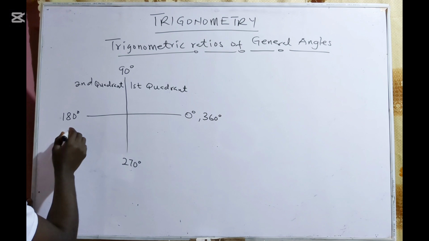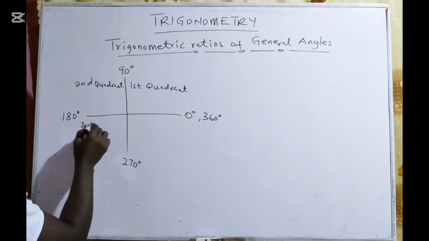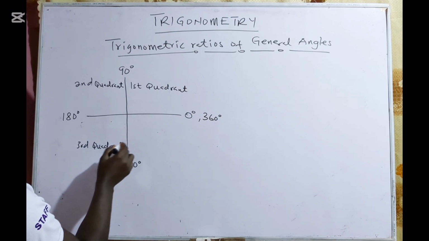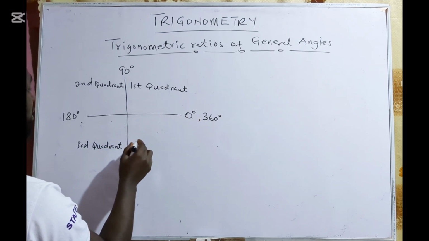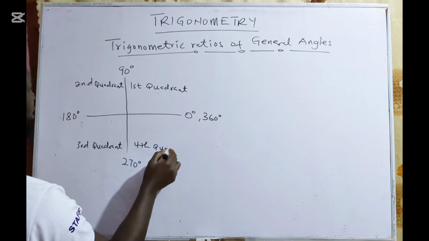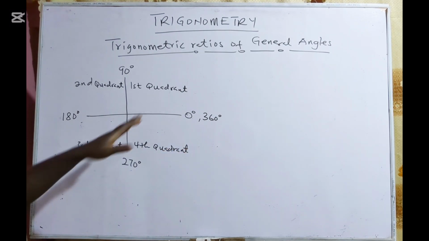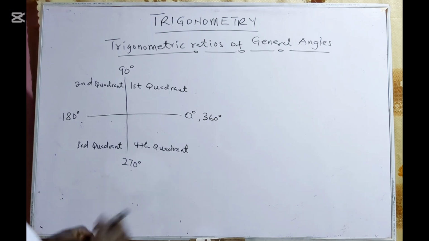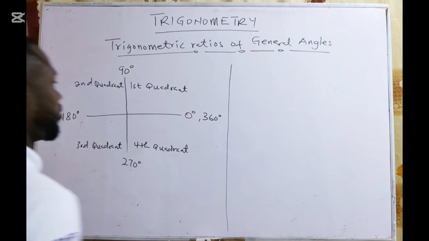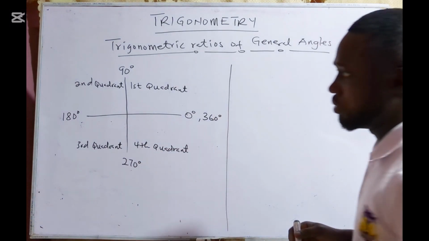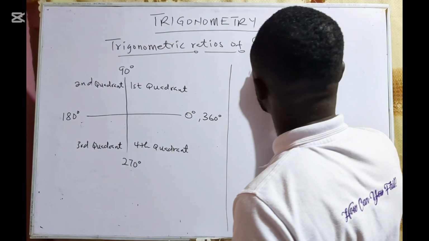180 to 270 is the third quadrant, and 270 to 360 degrees is the fourth quadrant. So the first quadrant, second, third, and fourth. And let's see what will happen in all the quadrants. So in the first quadrant, we are going to see what can happen.